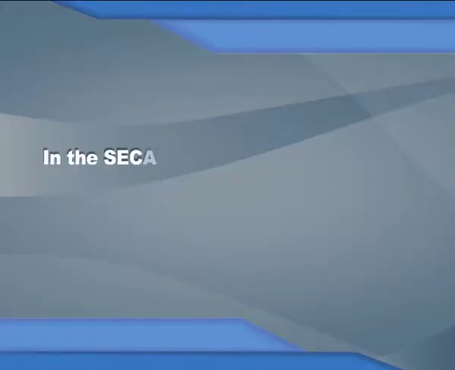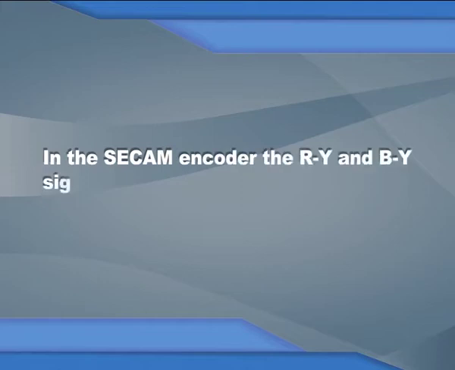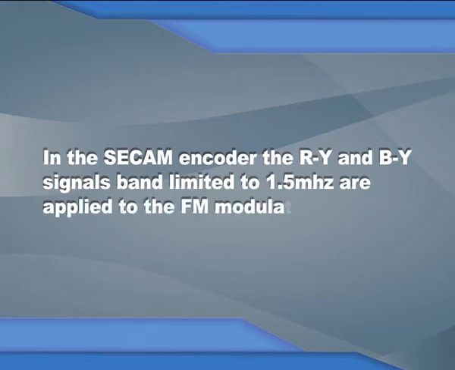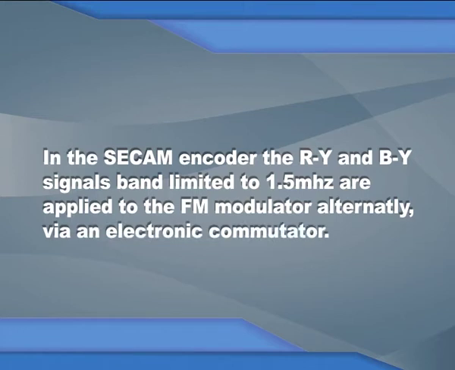In the NTSC system, although the horizontal color resolution is reduced by limiting the bandwidth of the I and Q signals, the resolution in the vertical direction is maintained to the full, as determined by the number of scanning lines. In the SECAM system, the color resolution is reduced in the vertical direction also, within tolerable limits of the eye. In the SECAM encoder, the R-Y and B-Y signals band limited to 1.5 MHz are applied to the FM modulator alternately via an electronic commutator.